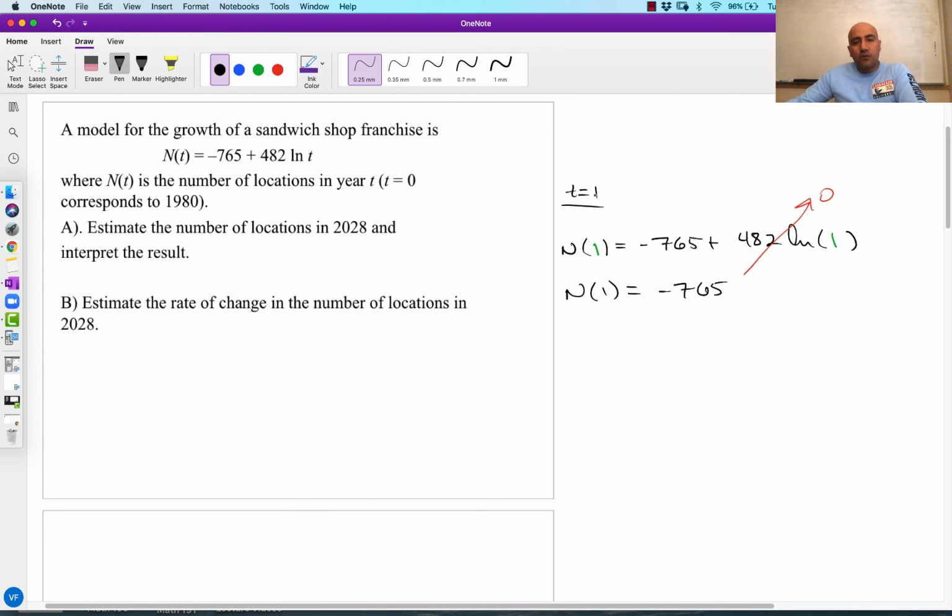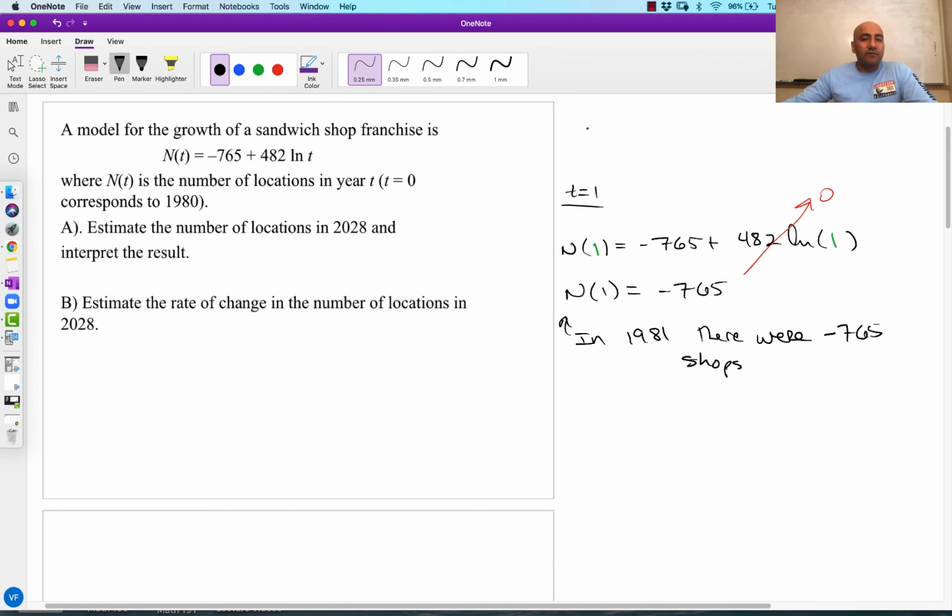T equals 1 means that it is 1 year after 1980, right? T equals 0 corresponds to the year 1980. So this is saying in 1981, there were negative 765 shops. That doesn't make any sense. Remember that a mathematical equation is just approximating a real-world situation, but there are limits to that. So clearly, this equation is not really making sense for the case of t equals 1.